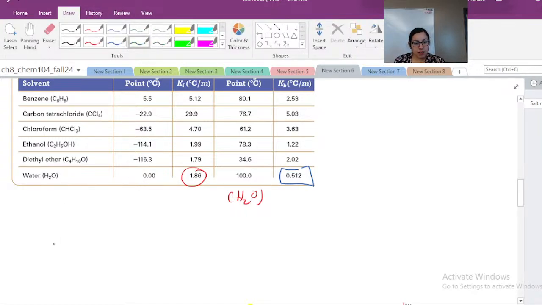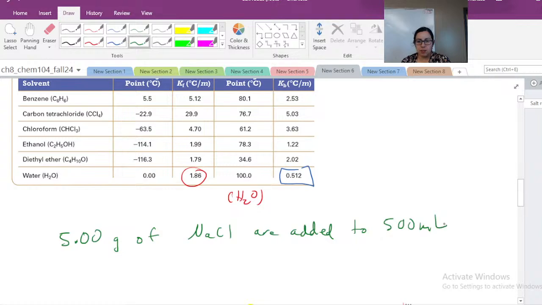So now let's practice. So 5 grams of sodium chloride are added to 500 milliliters of carbon tetrachloride. So what is the new freezing point?